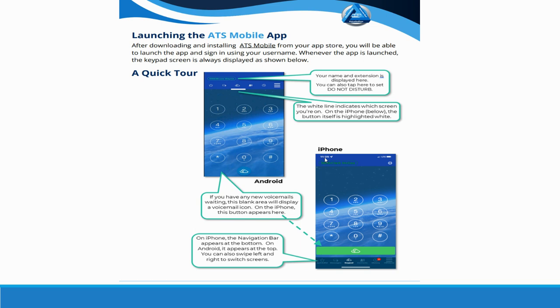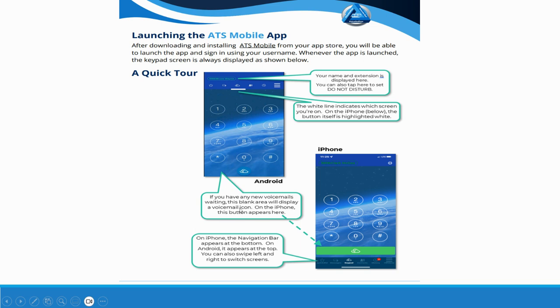Once you download and install your ATS mobile app from the App Store, you will be able to launch the mobile app by signing in with your username and password that you've been given. Whenever the app is launched, the keypad screen is always displayed as shown. Your name and extension is displayed here. You can also tap here to set your Do Not Disturb. The white line indicates which screen you're on. On the iPhone below, the button itself is highlighted in white.